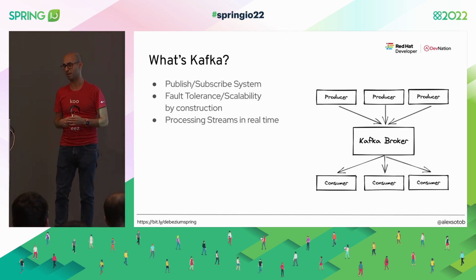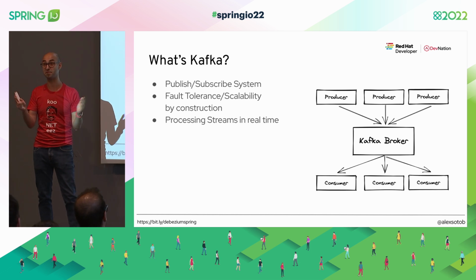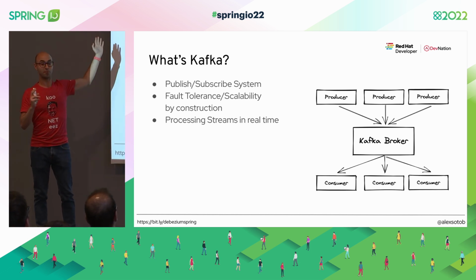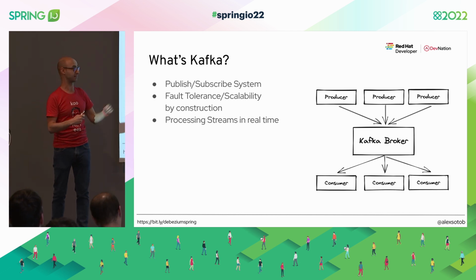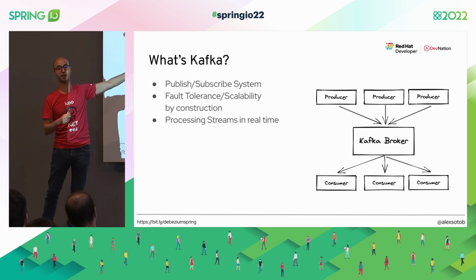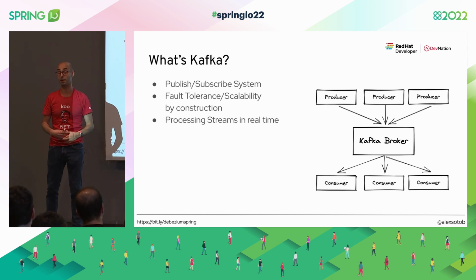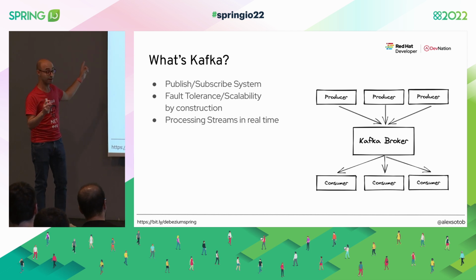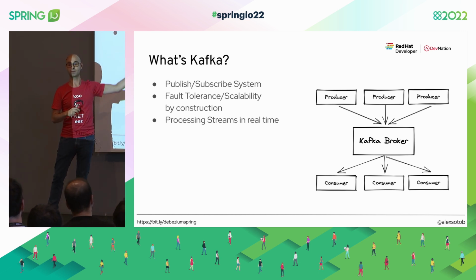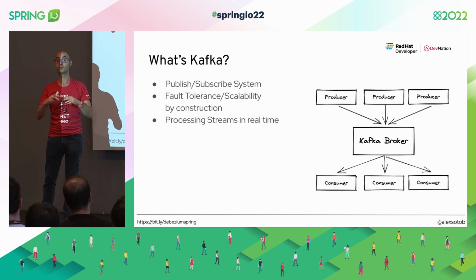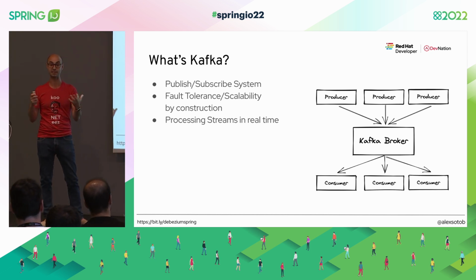So basically, what is Apache Kafka? It's just a publish-subscribe system, like the old JMS systems, RabbitMQ, and so on. Nothing new in this sense. But one of the great things about Kafka is that it's fault tolerant and scalable by construction. When they built Kafka, they had in mind all the time being fault tolerant, which is super important nowadays with microservices architecture, and also scalability. It's really easy to build Kafka clusters and make them scalable. And that's a big difference between Kafka and the rest of the messaging systems: processing the streams in real time. With Kafka, you do not need to process all your data, all your events, in a batch process. You can do it in real time in a really easy way.